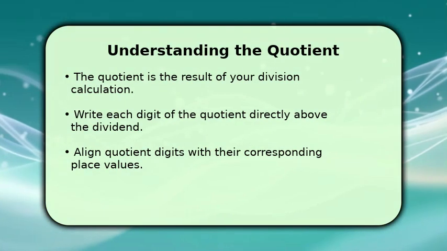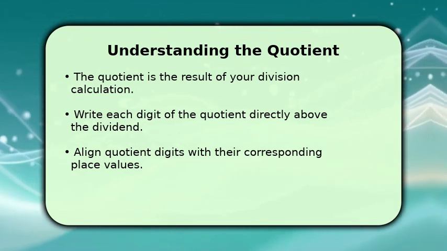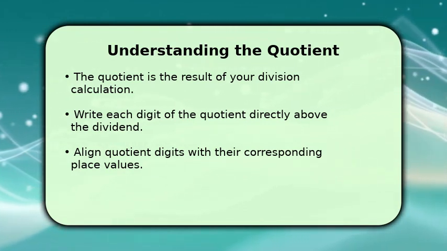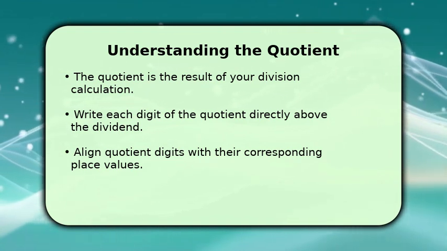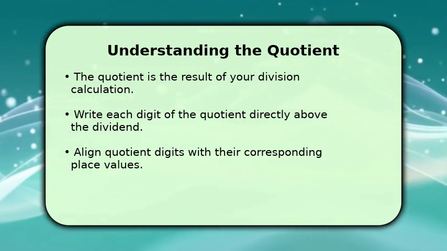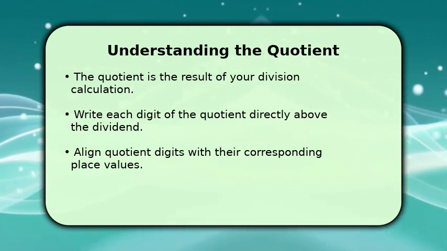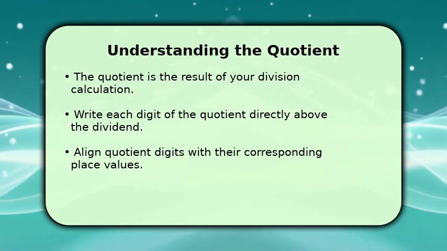The quotient is your answer to the division problem. As you perform the division steps, you will write each digit of the quotient directly above the dividend, aligning it with the correct place value. For example, if you're dividing into the tens place, your quotient digit goes above the tens digit. This keeps your work organized and easy to read.